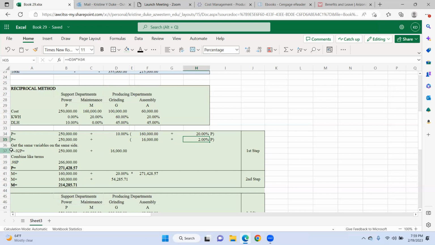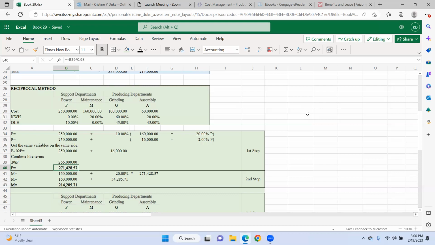Okay. So actually, this is going to be 1P minus 0.02P equals 250,000 plus 16,000. Yay! How cool is that? I'm going to combine these two. Let's make it nice and pretty: 266,000. Then over here, I'm going to combine these two. And I get, this is a whole P, and this is 2%. I have to subtract that. So I get 0.98P. I take 0.98 and divide it into 266,000, and there's my answer for P.